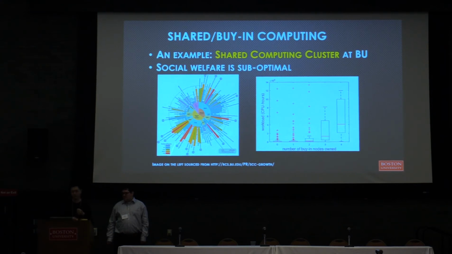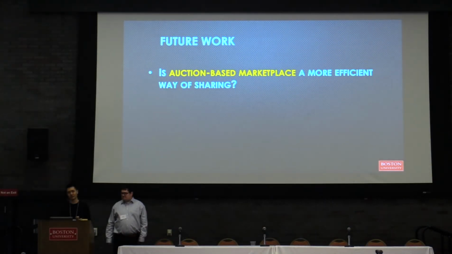This figure on the right shows the number of buy-in nodes owned by a project versus its total workload. And you can see that there are a lot of outliers which do not behave as we expect them to, which means that they are not incentivized well enough in such a system. So the next question is, is there a better solution in terms of social welfare?